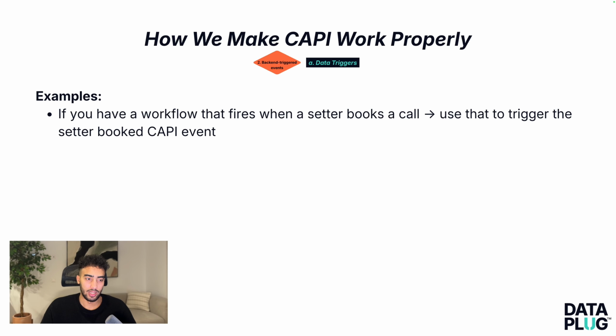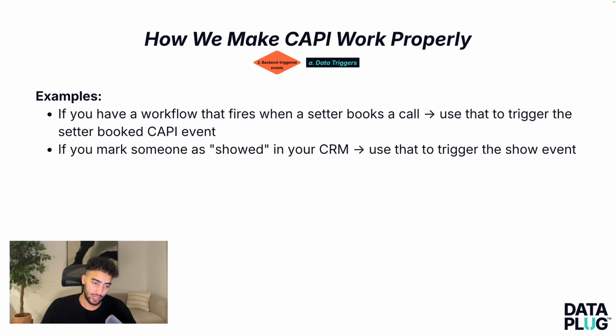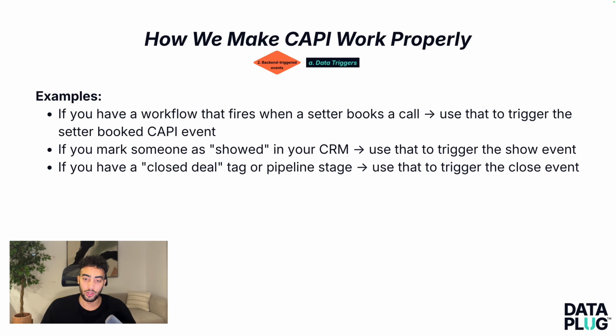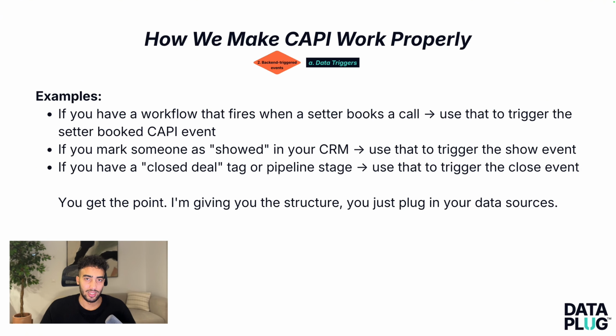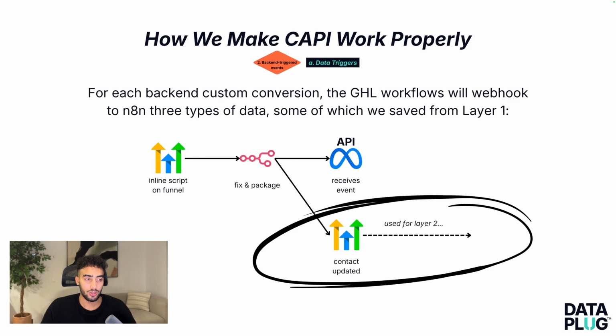For example, if you have a workflow that fires when a setter books a call, use that trigger to trigger the setter booked call CAPI event. If you mark someone as showed in your CRM, use that trigger for the show event. If you have a closed deal tag or pipeline stage, whatever you have, use that to trigger the close event, basically the workflow that I will show you how to set up. That's it. I'm giving you the structure and you just plug in your data sources so it actually triggers. And for each backend custom conversion, the GHL workflows, as I've mentioned, will webhook to NA10 three types of data, some of which we saved from layer 1, if you remember earlier.